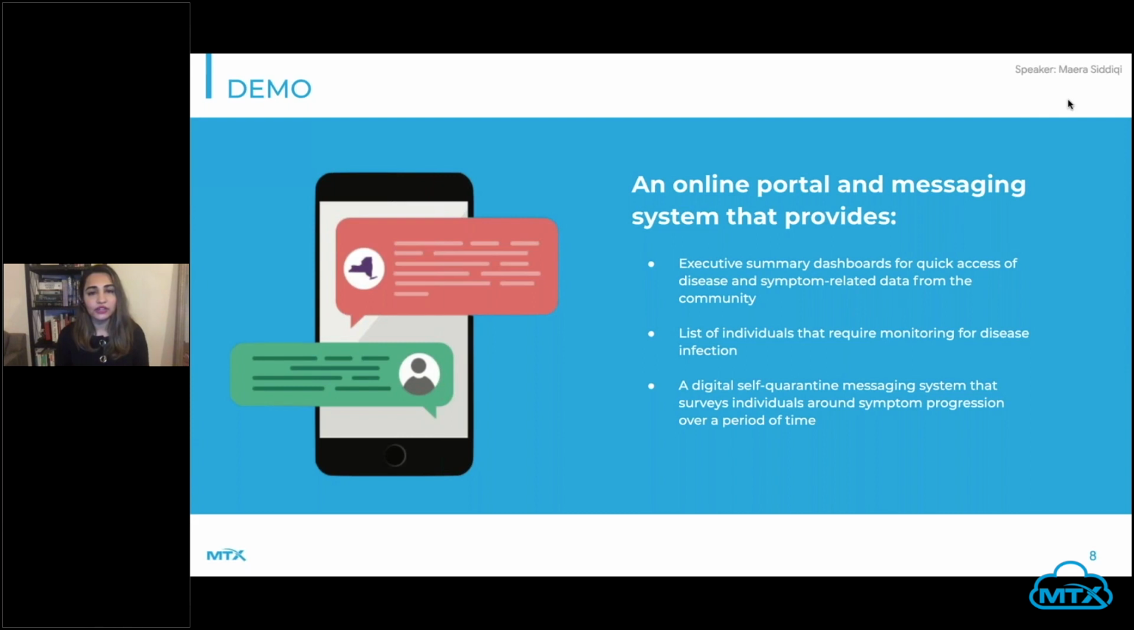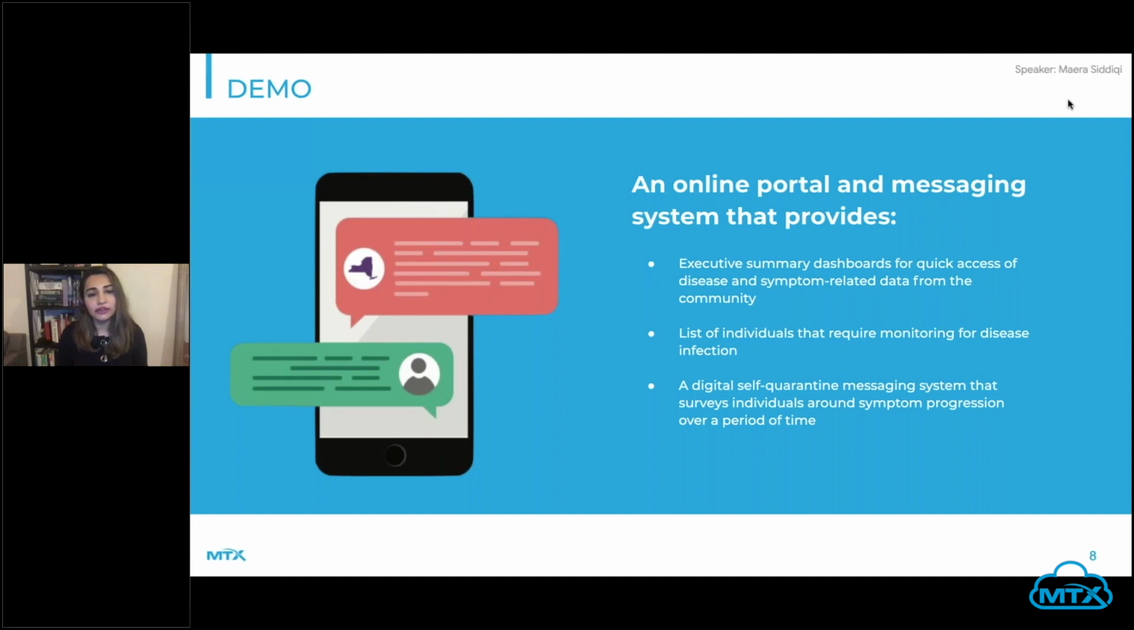The MTX disease monitoring and control application is an online portal and messaging system, and it provides an executive summary dashboard for quick access of disease and symptom-related data from the community.